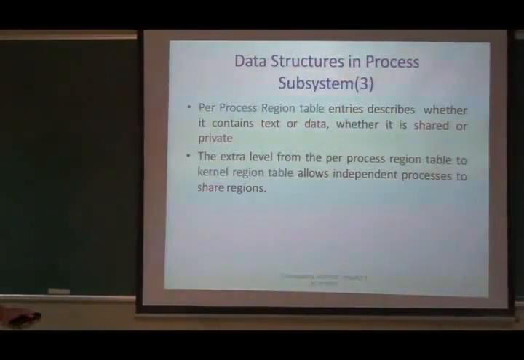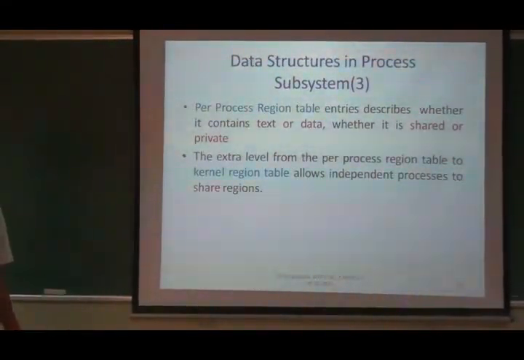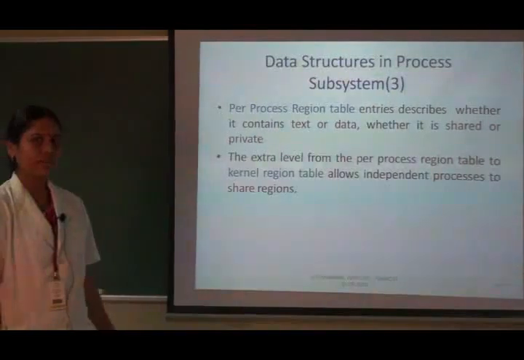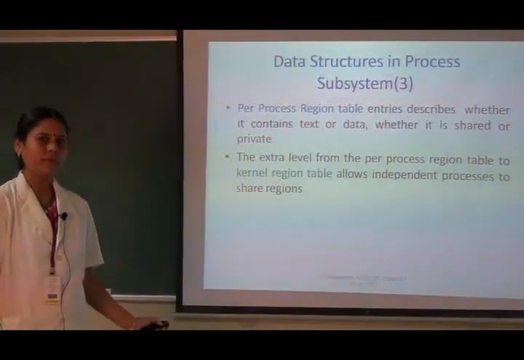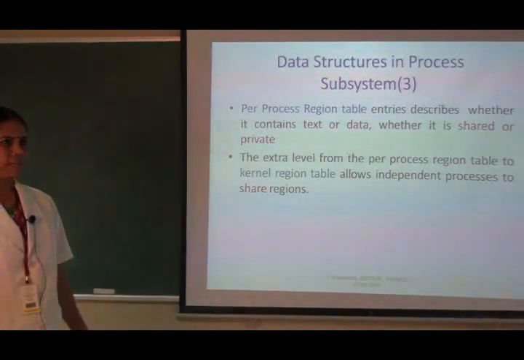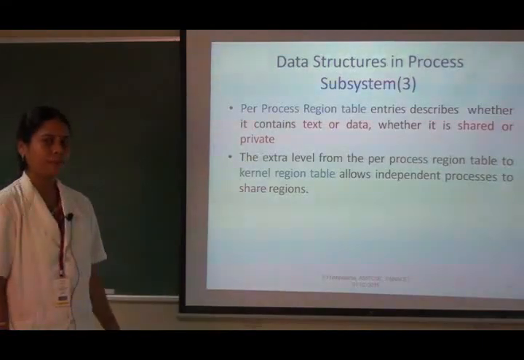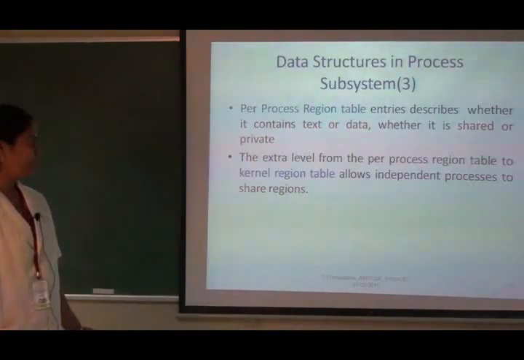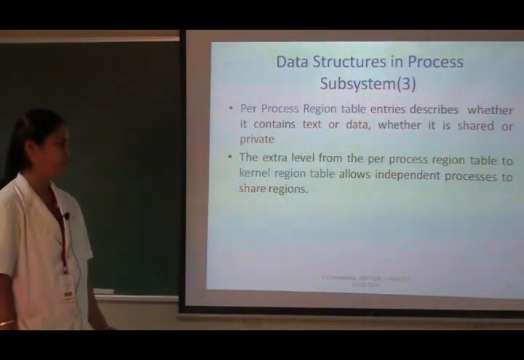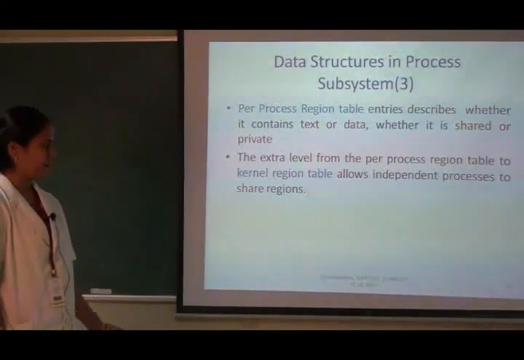Per process region table entries describe whether a region contains text, data or stack, and whether it is shared or private. Some common data can be shared by more than one process. Private data cannot be shared. That information will be available in the per process region table. The extra level from the per process region table to the kernel region table allows independent processes to share the regions.